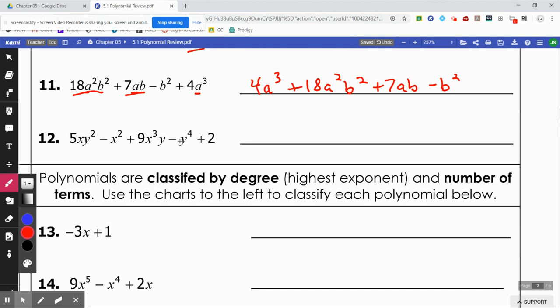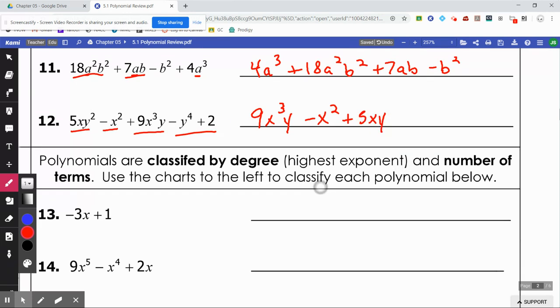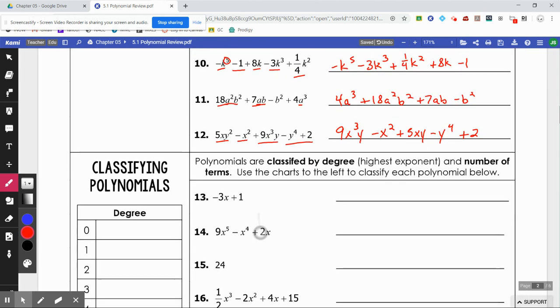Next one, look at your x's first alphabetically. We're going to use x. So here's my x to the 3rd, so 9x to the 3rd y comes first. Then my x squareds will be minus x squared. Then x to the 1st would be right here, so plus 5xy squared. And these two, neither one of them has x's, so then I'm going to move on to my y's, and this one has 4 y's, and my constant will always be last.